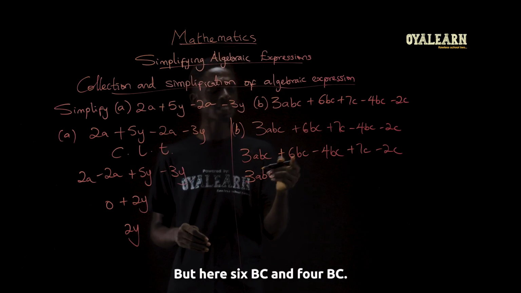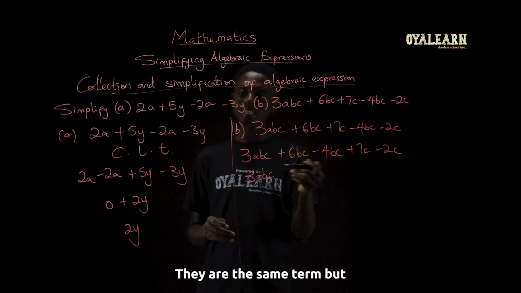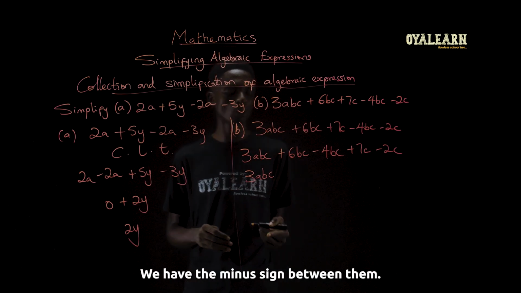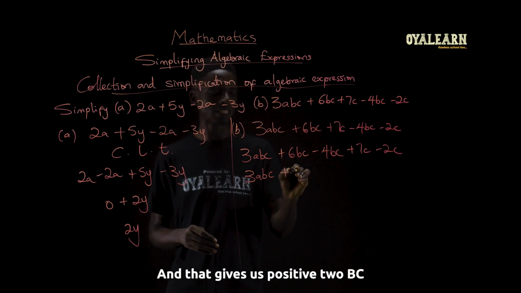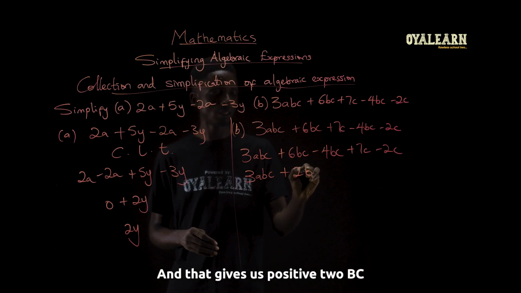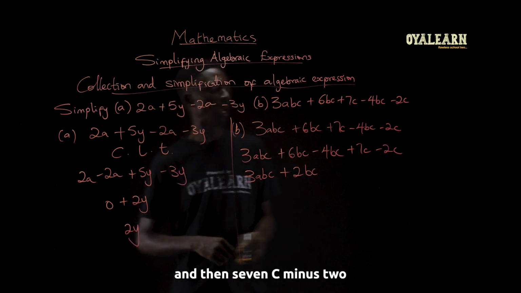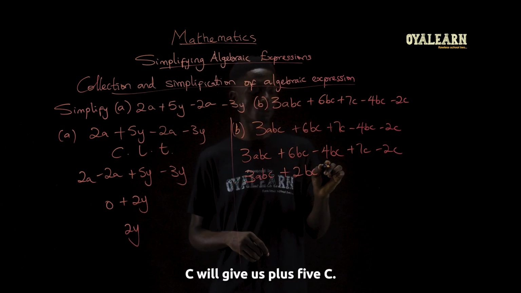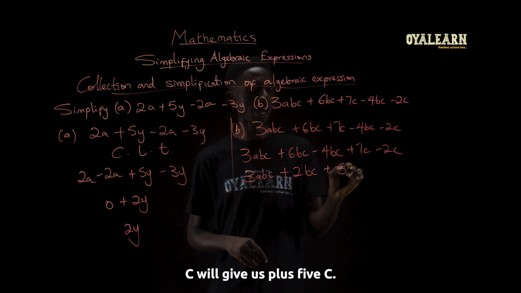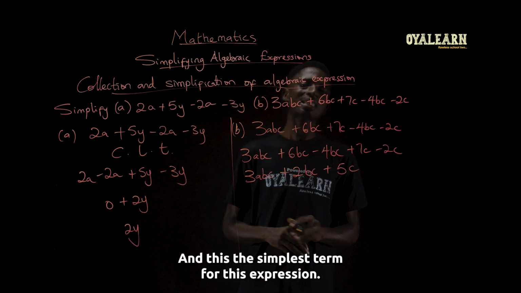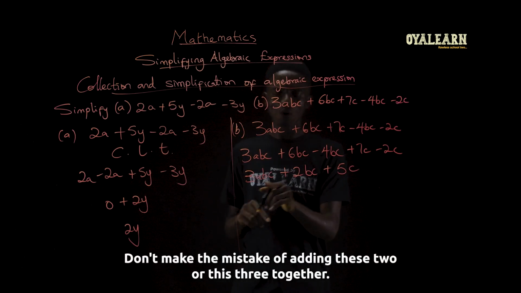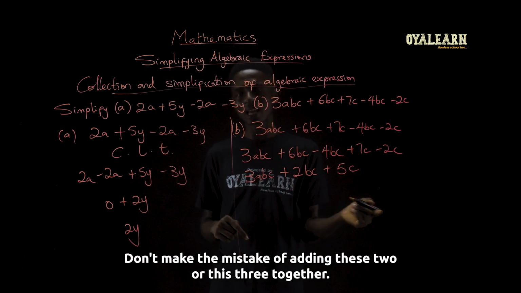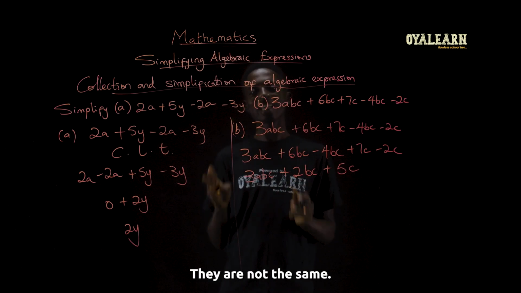But here 6BC and 4BC, they are the same term, but we have the minus sign between them. So we say 6 minus 4, and that gives us positive 2BC. And then 7C minus 2C will give us plus 5C. And this is the simplest term for this expression. Don't make the mistake of adding these two or these three together. They are not the same term.